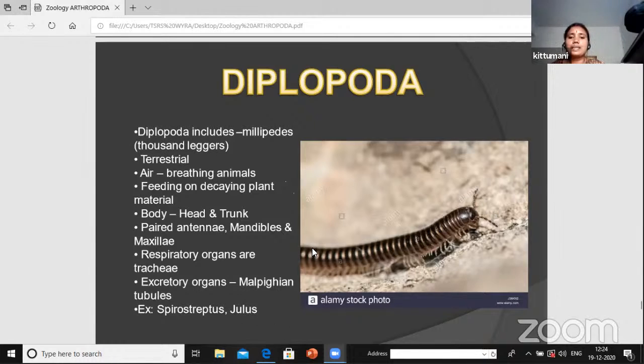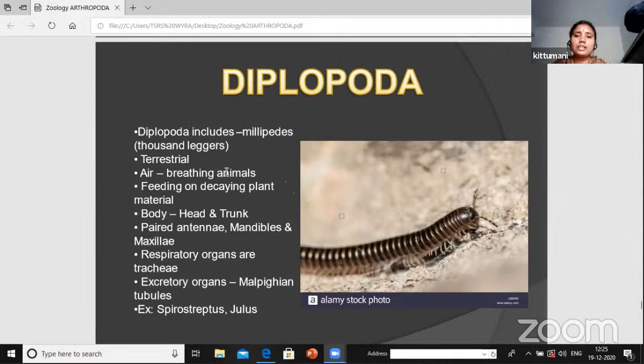Okay, Zoology is the example for this class Diplopoda. Okay, what are the characteristics, students? Once again, repeat: Diplopoda includes millipedes. It is the important one. 1,000-leggers, air breathing. Major similarities between the Chilopoda and the Diplopoda, one or two differences there. Chilopoda are carnivores, but Diplopoda feed on decaying plant material. This is the major difference. And legs also: they are 100-leggers, and these are 1,000-leggers.